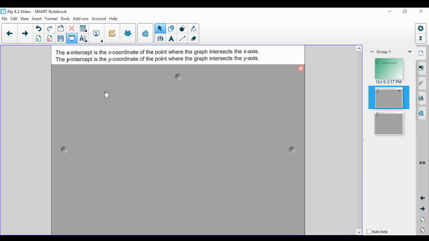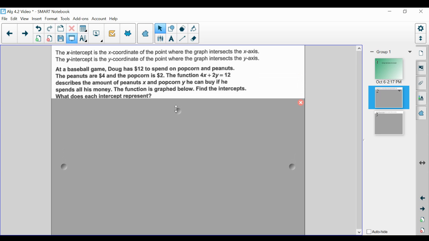So let's go through an example on how we're going to use our knowledge on intercepts to help us with a real life scenario. Problem says, at a baseball game, Doug has $12 to spend on popcorn and peanuts. The peanuts are $4 and the popcorn is $2. The function 4x plus 2y is equal to 12 describes the amount of peanuts, x, and popcorn, y, he can buy if he spends all his money. The function is graphed below. Find the intercepts and what does each intercept represent?